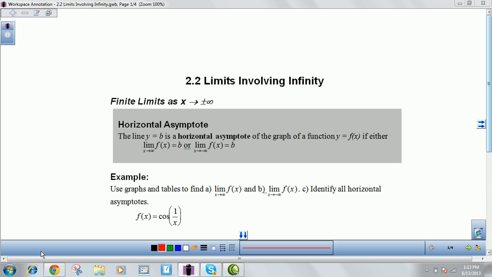So in this first one, looking at it in terms of horizontal asymptote, by definition of a limit, you know it's a horizontal asymptote if the limit as x approaches infinity and the limit as x approaches negative infinity are equivalent. So they're equal to the same y value. Basically, as x approaches infinity, y approaches a constant value.